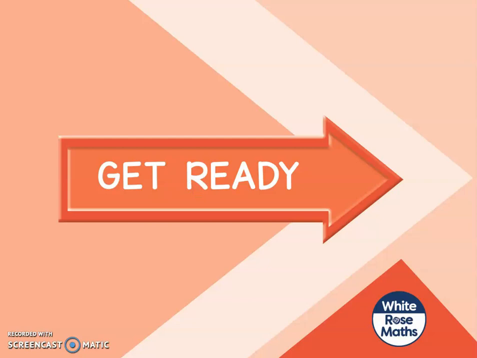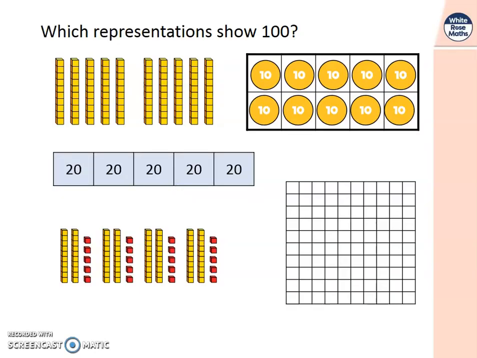Let's get ready with some warm-up questions. Have a look at all these pictures on our board. Which of these representations, these pictures, are showing us 100? Pause the video and have a think by counting and thinking which ones make 100. When you are ready, let's have a look at our answers. Actually, they all show 100. Let's have a look why.